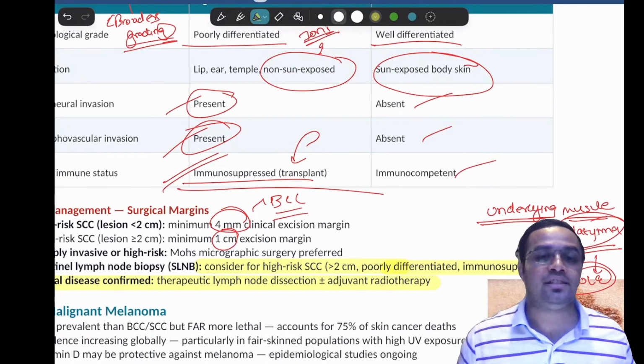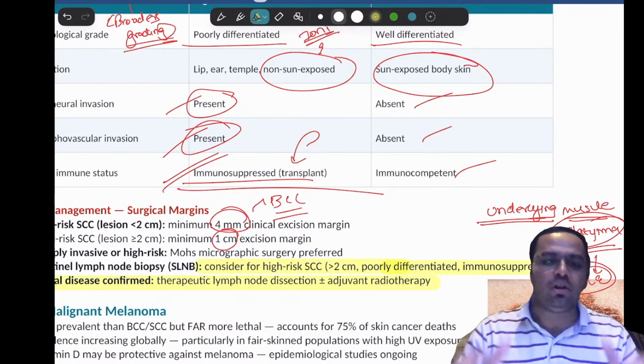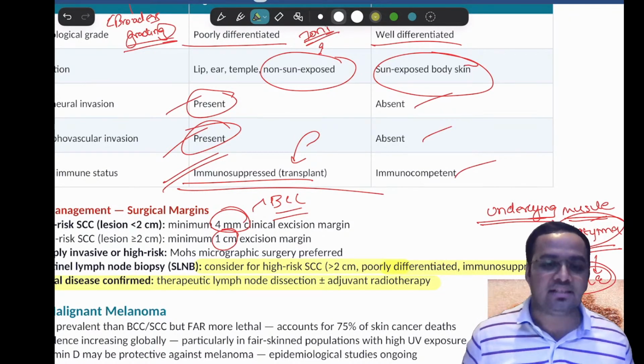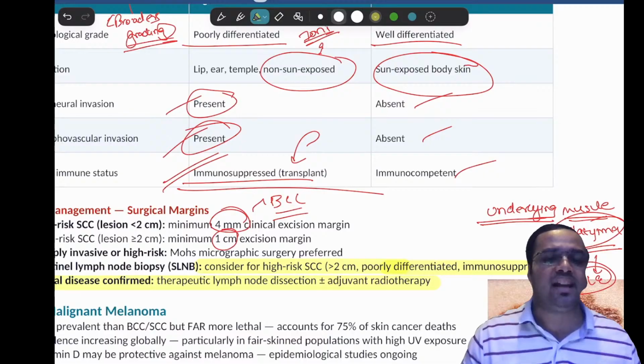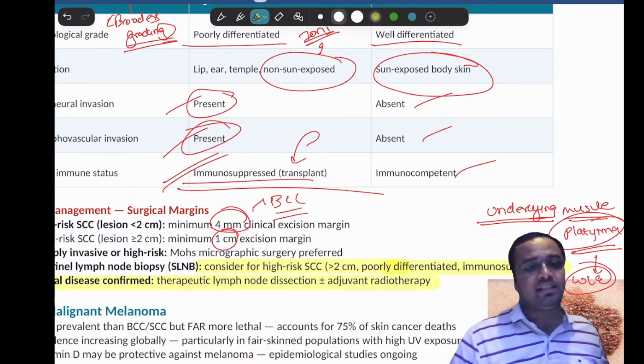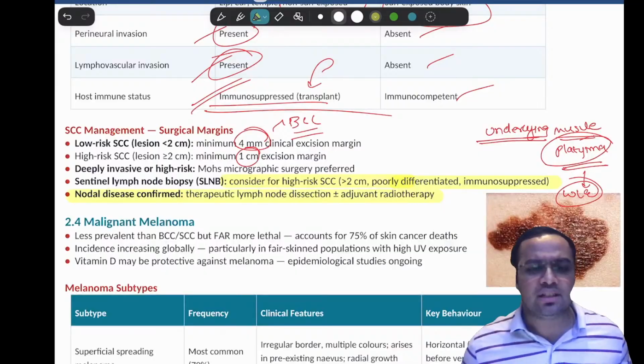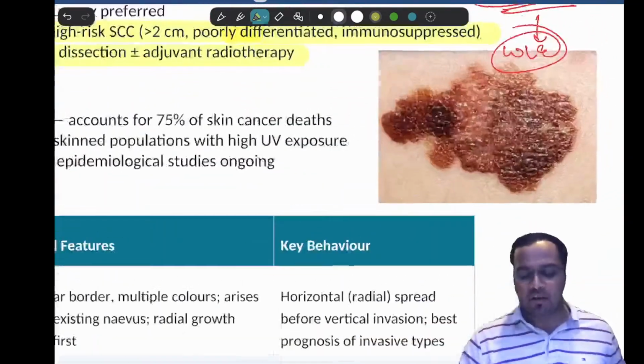Sir, basal cell carcinoma lymph nodes? Basal cell carcinoma is not erosive. It does not erode the basement membrane, or it does not metastasize. So basal cell carcinoma metastasis is rarely found. So no role of lymph node dissection in basal cell carcinoma. Hope it is very much clear. Now coming to the third and most important tumor, that is malignant melanoma.